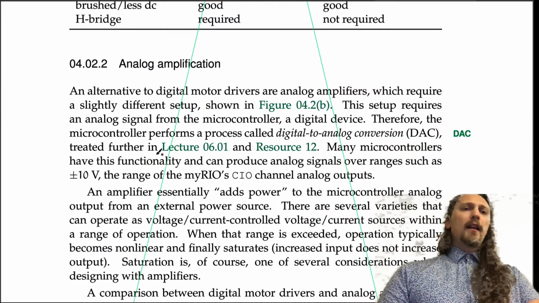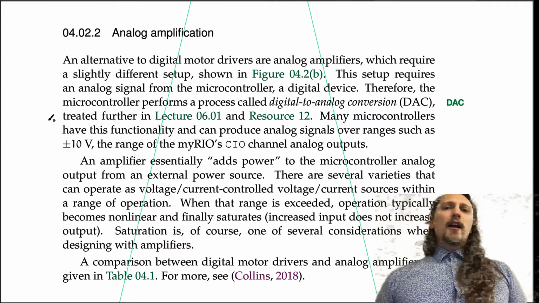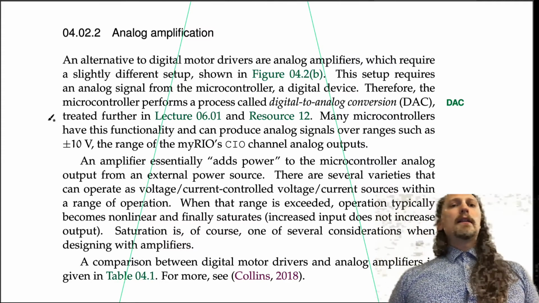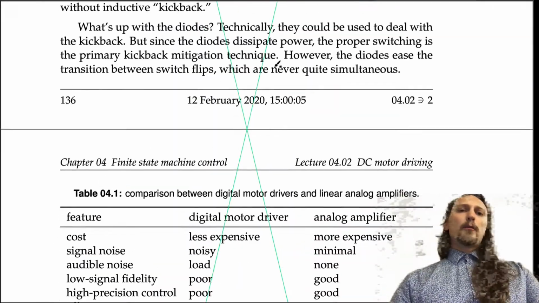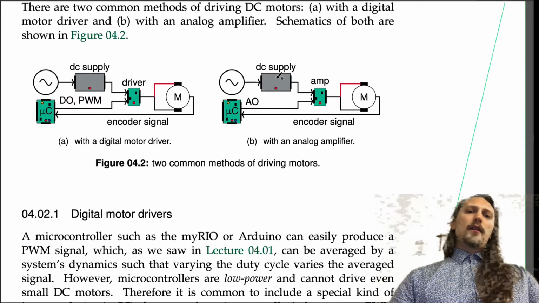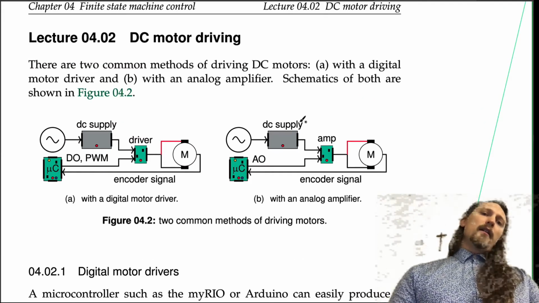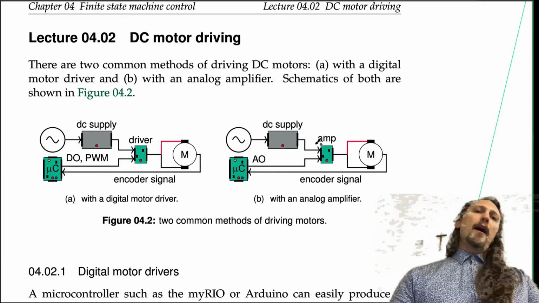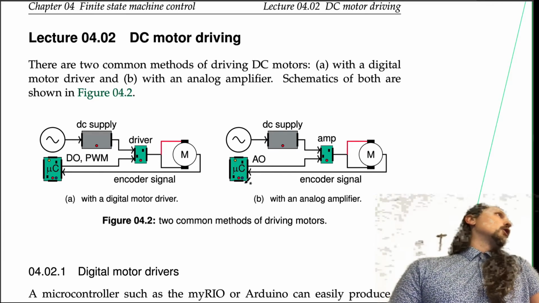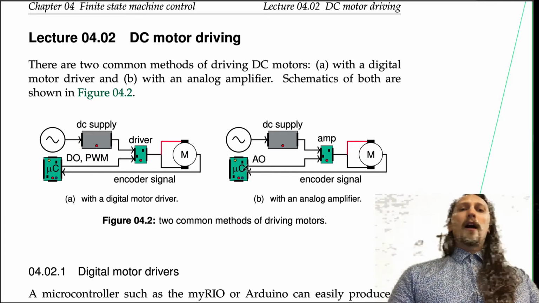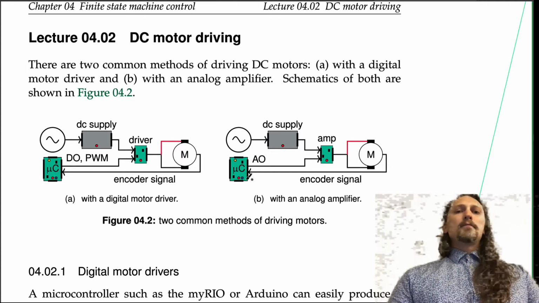Great. Analog amplification. An alternative to digital motor drivers are analog amplifiers, which require a slightly different setup, shown in figure 4.2b. So in this setup, we again have a DC supply that is supplying our power. We again have a microcontroller that's supplying the control signal, in terms of how much voltage or current should be applied to the motor.